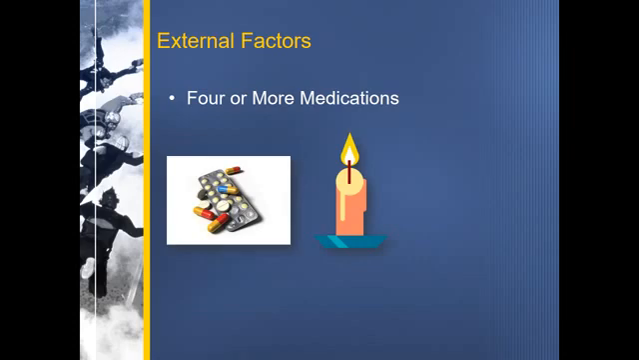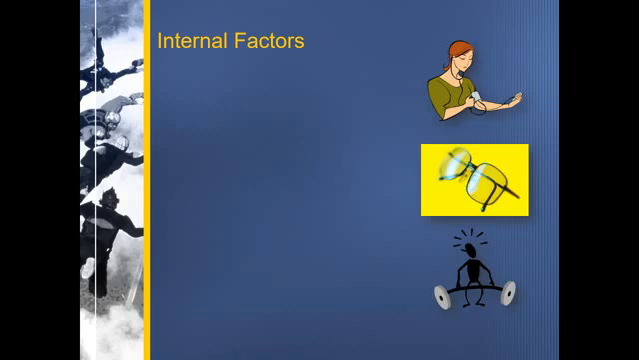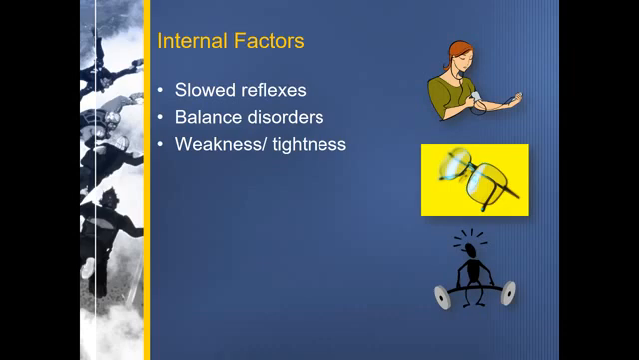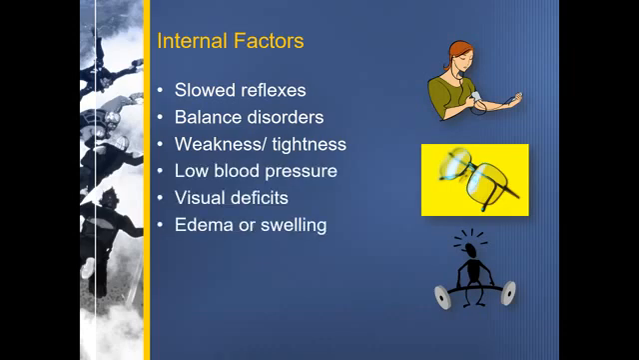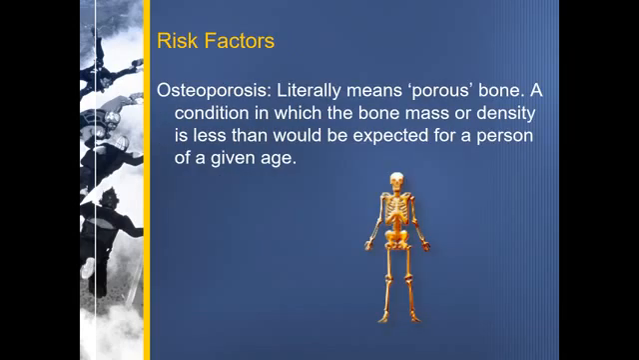So some of the external factors that cause falls, commonly a senior who's on 4 or more medications, and poor lighting are often some of the external factors that cause folks to fall. Internal factors include slowed reflexes, balance disorders, weakness or tightness in the limbs, low blood pressure, visual deficits, edema or swelling, especially in the ankles, and then osteoporosis, which literally means porous bone, a condition in which the bone mass or density is less than would be expected for a person of a given age.